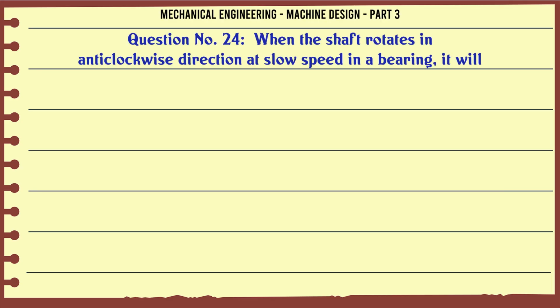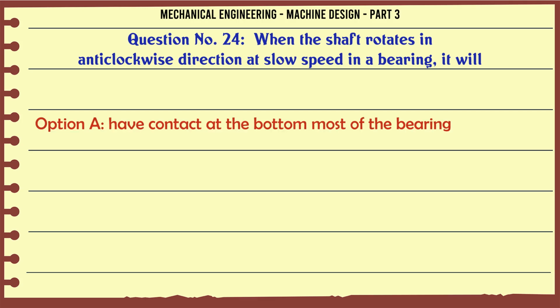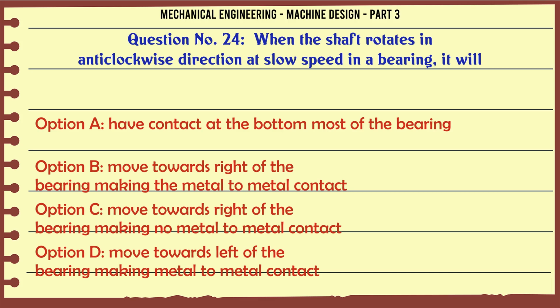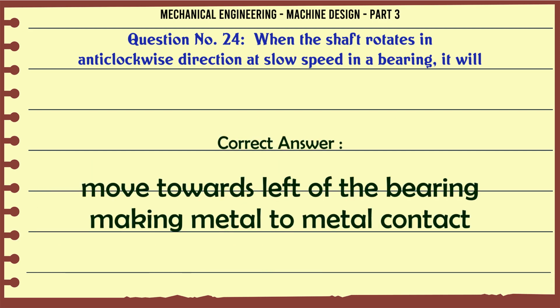When the shaft rotates in anticlockwise direction at slow speed in a bearing, it will A. Have contact at the bottom most of the bearing, B. Move towards right of the bearing, making metal-to-metal contact, C. Move towards right of the bearing, making no metal-to-metal contact, D. Move towards left of the bearing, making metal-to-metal contact. The correct answer is move towards left of the bearing, making metal-to-metal contact.